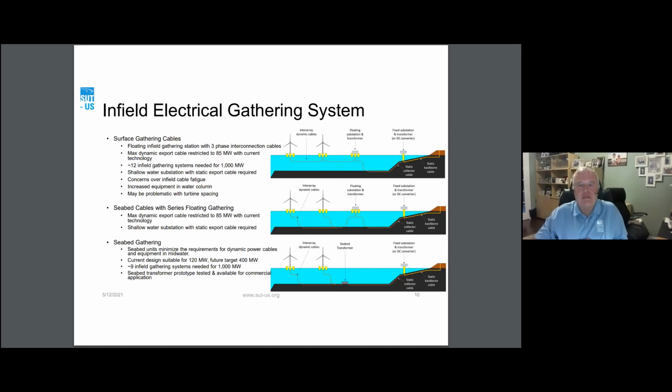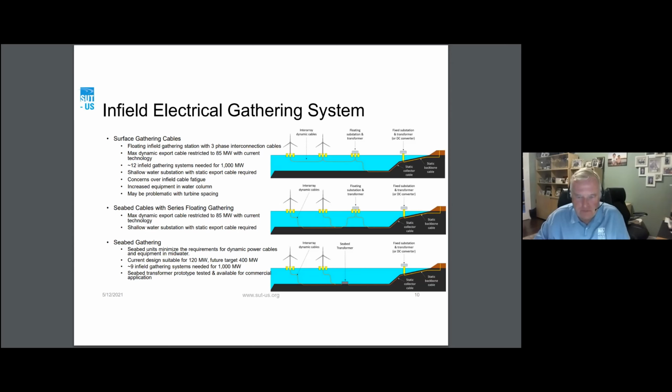Moving forward, now this is an area that I found very restricted information online, and it builds on what Bill had showed you earlier. In order to reduce the number of cables that come into the fixed substation, you've got to start linking these wind turbines together. And there are different designs. You could go for a mid-water gathering system as shown on the top, or you can bring the power cables down to the seabed and link together that way.